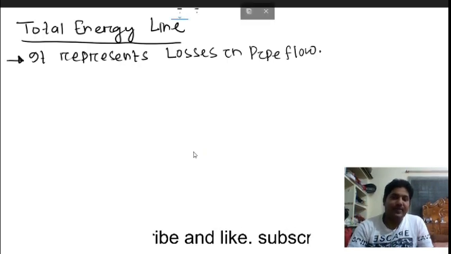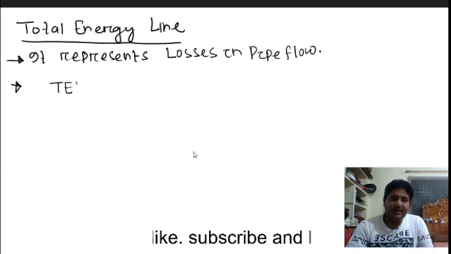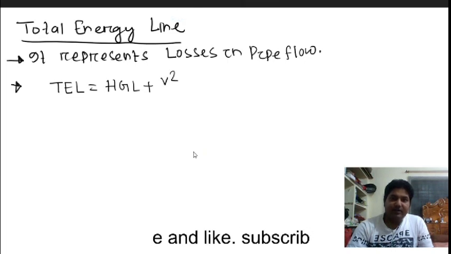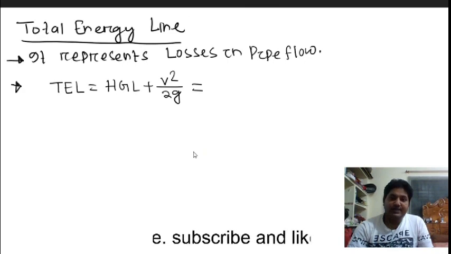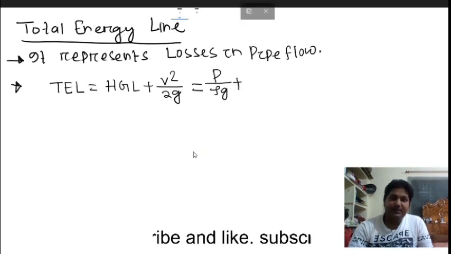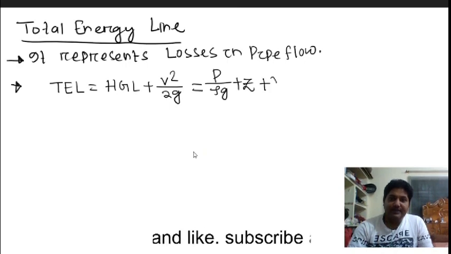So how can we find the total energy line? The total energy line will be equal to the hydraulic gradient line plus the ordinate of kinetic head. What is this hydraulic gradient line? This is P by rho g plus Z, plus this is V square by 2g.